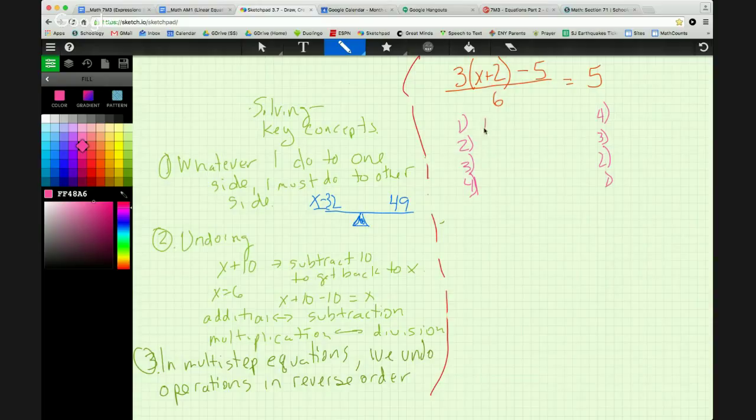So the first thing we did was we added 2. Then we multiplied by 3. Then we subtracted 5. Then we divided by 6.